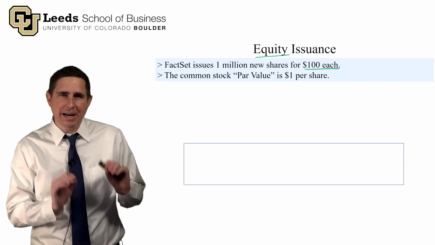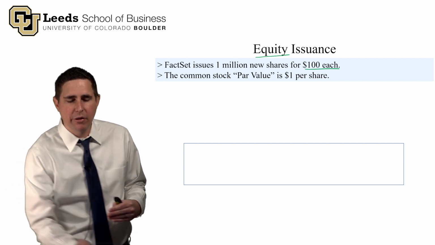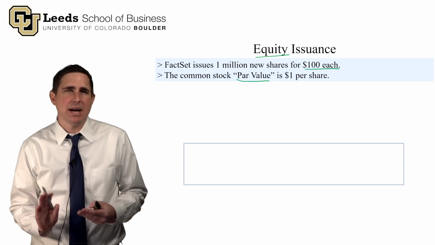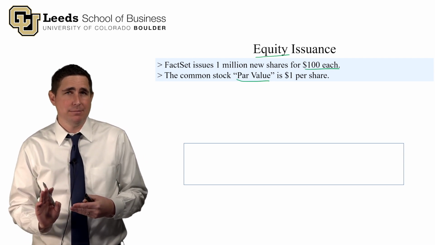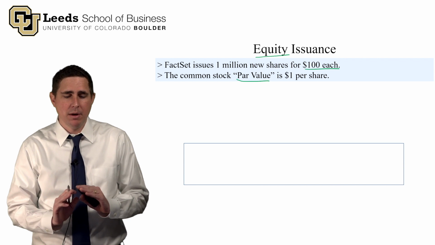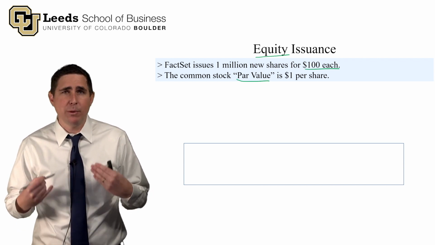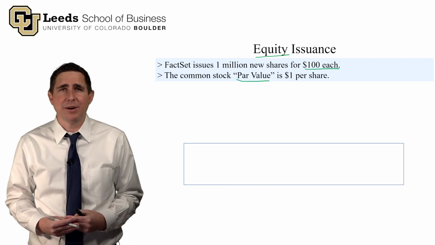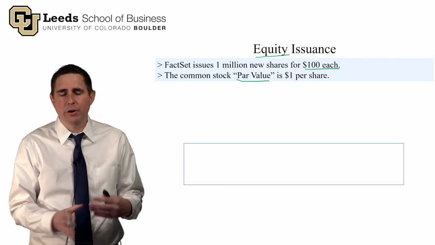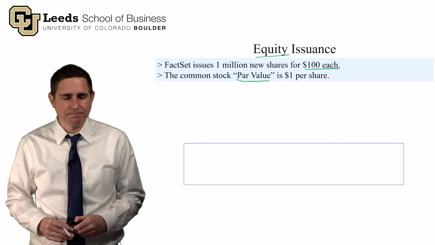And the second bullet point here gives you something called the par value. And I'm not going to emphasize the par value. It's really not an important item at all. It just is necessary in terms of how we record the journal entry when we sell common stock. Okay, so par value will be a very small part of what we talk about here.